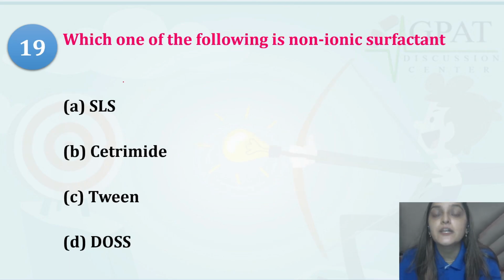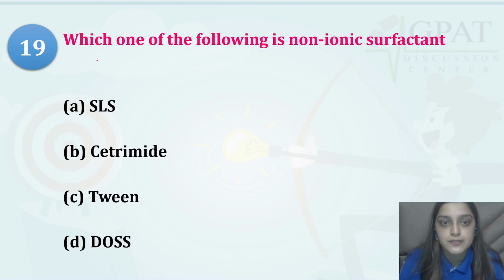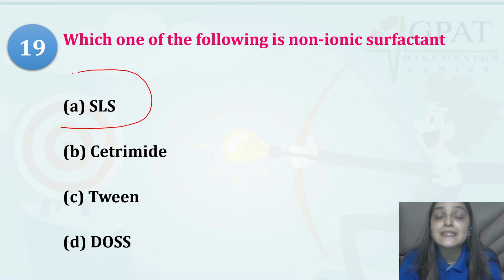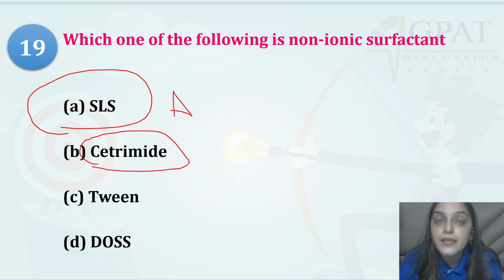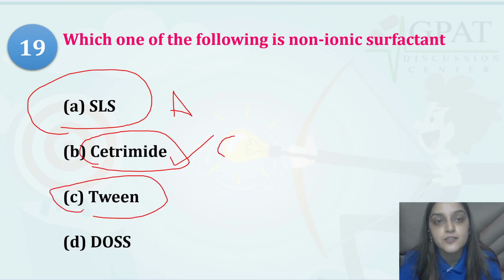Okay. Next, which of the following is a non-ionic surfactant? I think now it is easy for you all to answer. We have seen the categories. Okay, still let's cover the other ones as well. So we have SLS, sodium lauryl sulfate. Okay, that is an ionic surfactant. Cetyl trimethyl ammonium bromide, right? That is CTAB, which is another cationic surfactant. Then we have our non-ionic ones, Spans and Tweens.